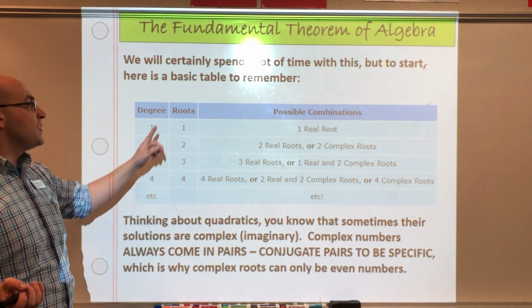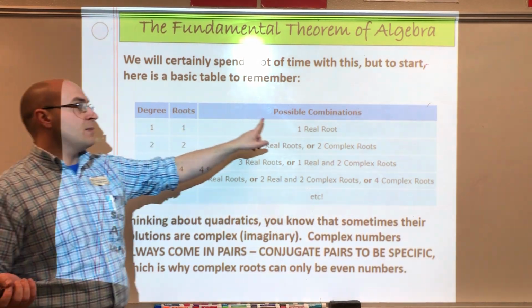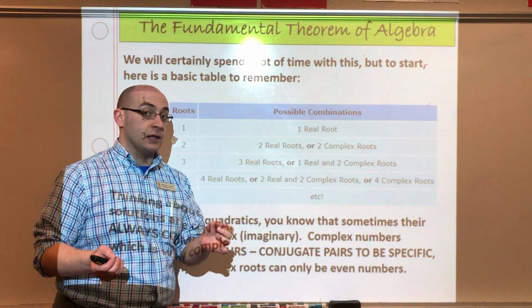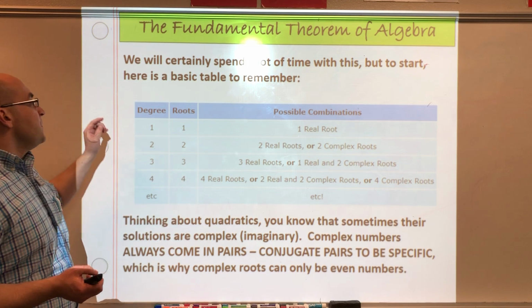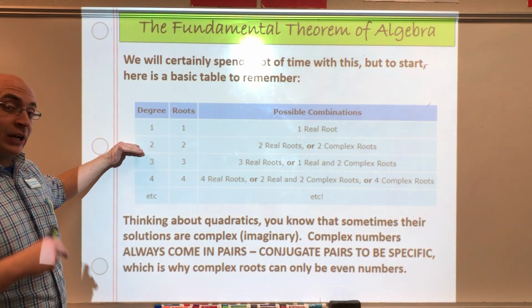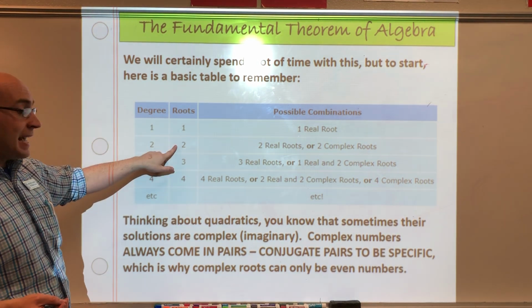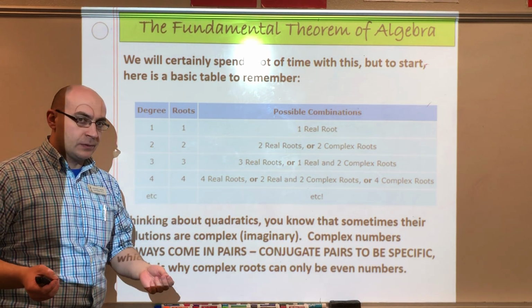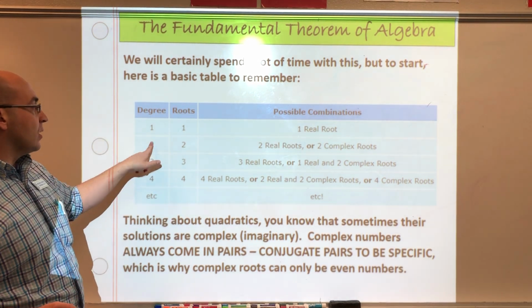So again, if it's got degree 1, that means it's linear, right? We're talking about a linear function, which means it has 1 root. Meaning the possible combination, there is only 1. It's 1 real root, okay? Like a real number root, all right? If it has degree 2, we're talking about a quadratic polynomial, and it's got 2 roots. Not at most 2, it has 2, okay? So it's got to be the exact number of the degree.